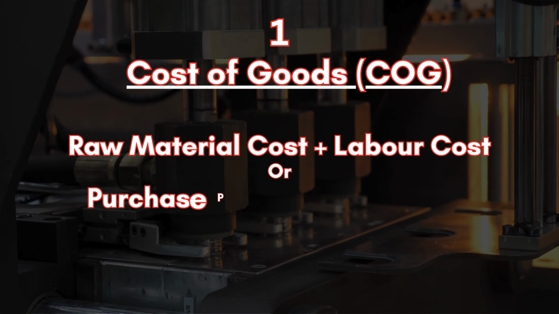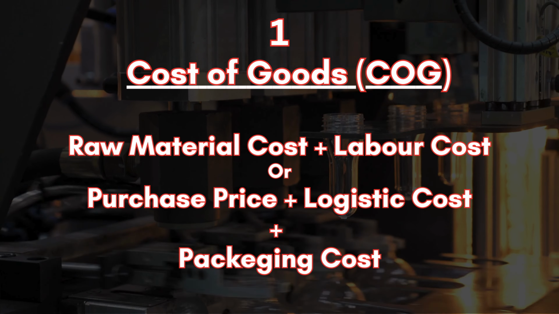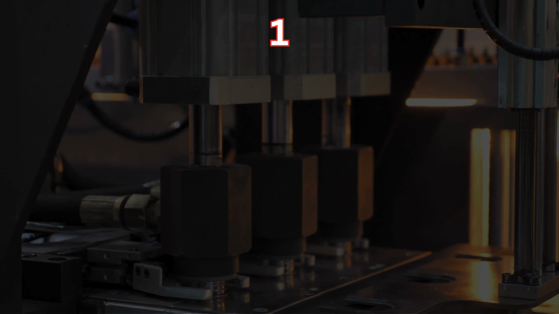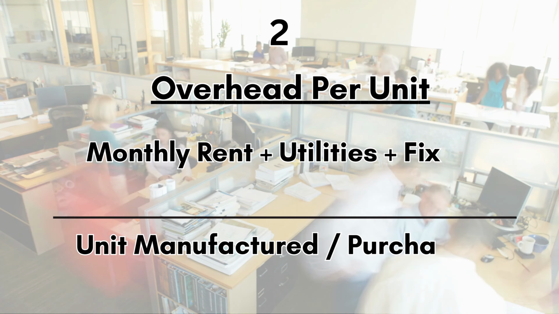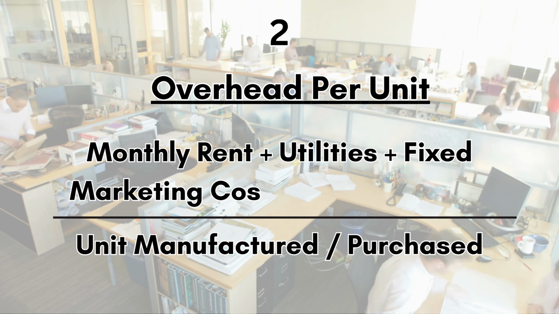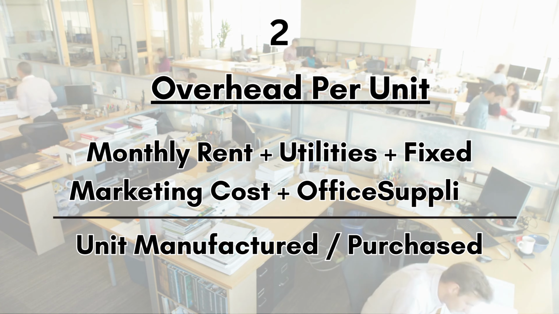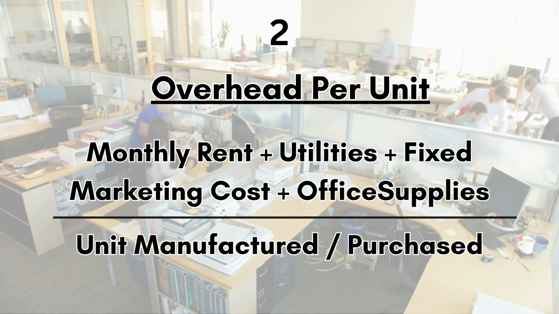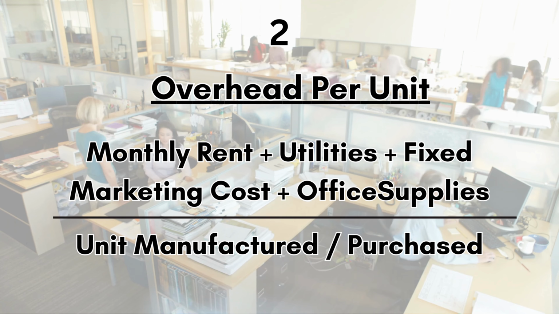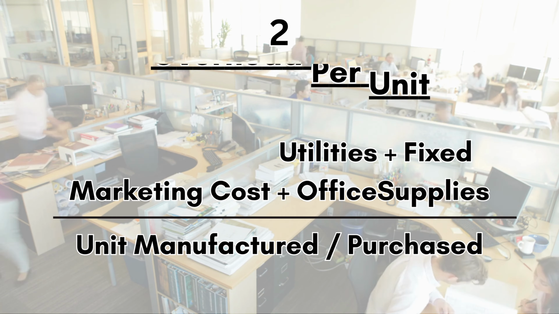COGS, what you pay to manufacture or source the product. Overhead per unit. It includes all fixed or setup costs like packaging, storage, or equipment. You divide that by how many units you're producing or purchasing in your first batch. If you're starting with 100 items, spread the cost across those.